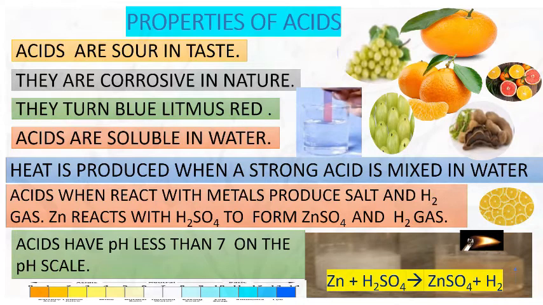Acids have pH less than 7 on the pH scale. The pH scale has values from 0 to 14. Neutral substances have a pH of exactly 7. The pH of pure water is 7. Acids have pH less than 7 and bases have pH more than 7.